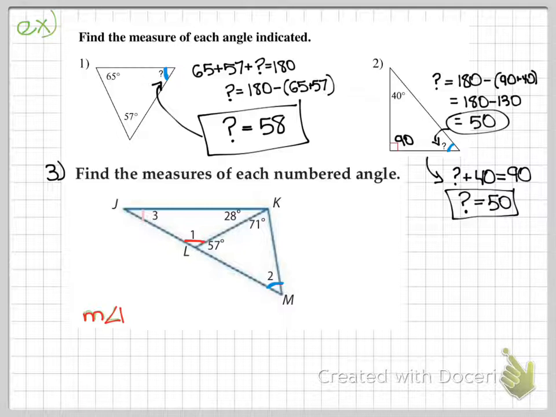So for instance here, a way that I could find angle 1, well, I see that this angle here is 57. And so I know that 1 and 57 are supplementary. They make a straight line. So that means the measure of angle 1 is just going to be 180 minus 57. And when you do that, you find that the measure of angle 1 is 123 degrees. So now let's move on. Let's look at the measure of angle 2.